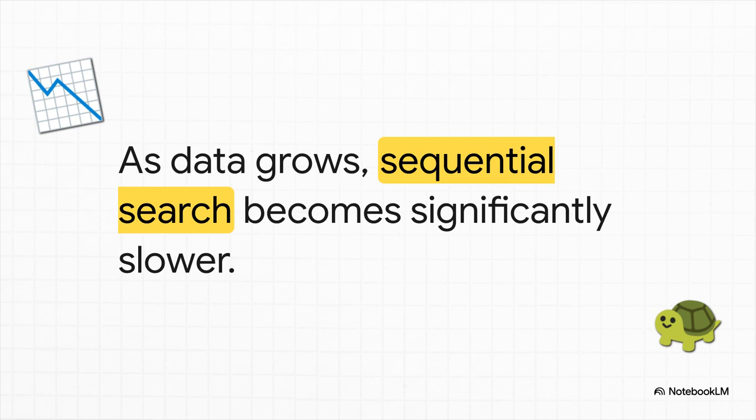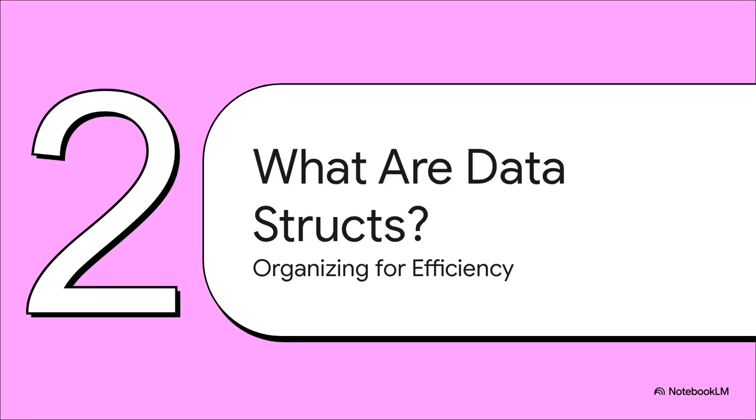It's kind of like looking for one specific book in a completely unorganized library of 1 million books. Even the fastest librarian on Earth is going to fail at that. We clearly need a better system. And that system is exactly what we're covering next in part two, what are data structures?